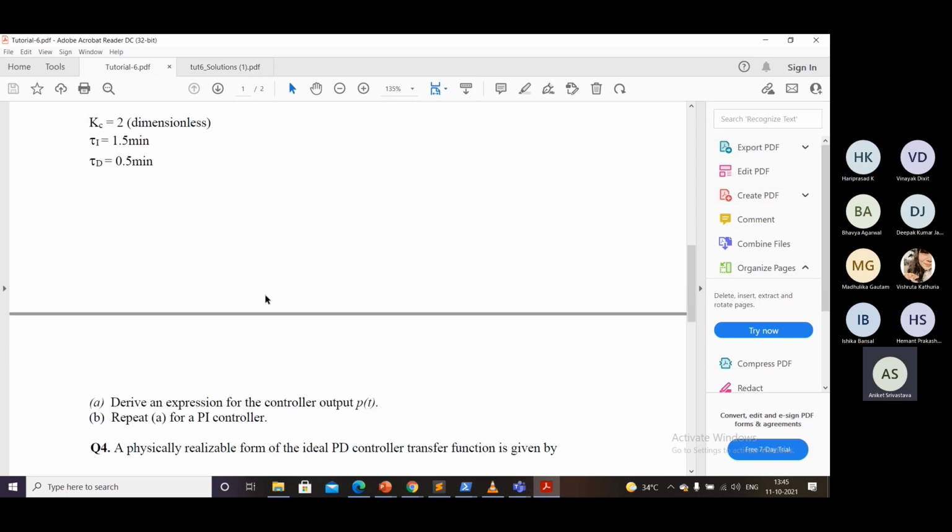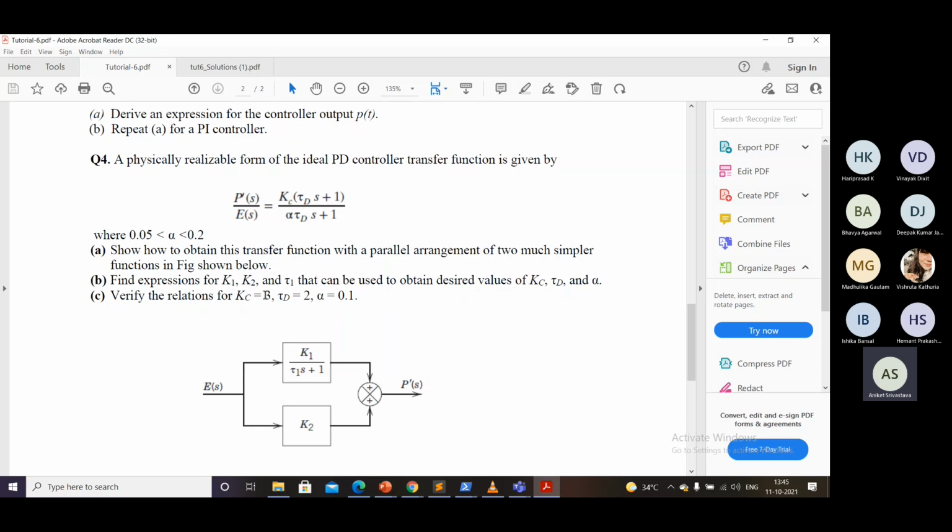This is a different problem than the others which we have solved till now. In this case we are given two controllers in a parallel arrangement, and this is a PD controller. We are given one transfer function for a controller, and we have to make it in the form of two parallel controllers. We need to find an overall controller, and then compare our Kc, tau d and alpha with respect to K1, tau 1 and K2. So our task is to first get the values of K1, tau 1 and K2 in terms of Kc, alpha and tau d.